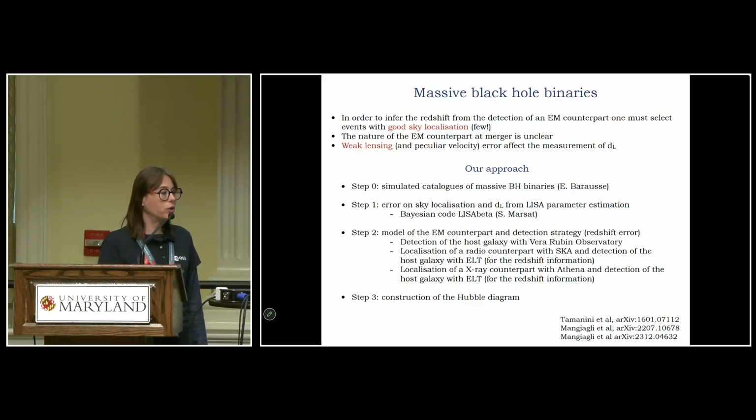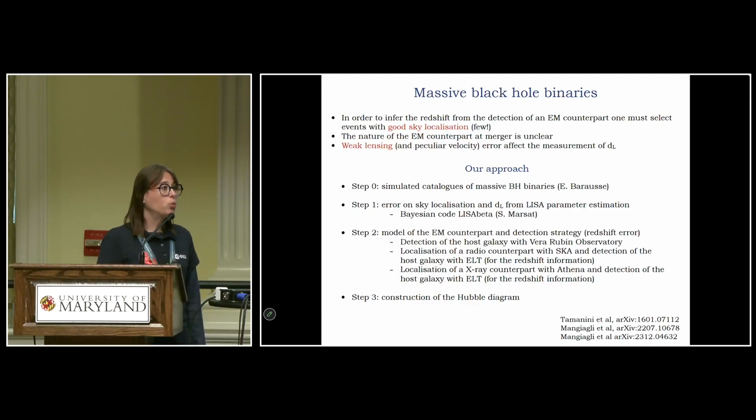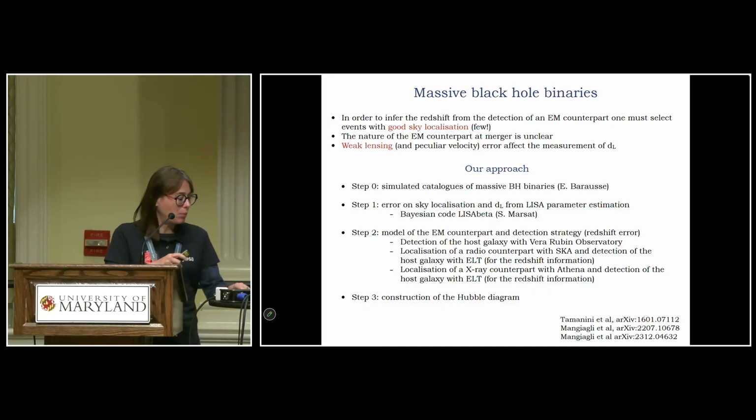The nature of the electromagnetic counterpart at merger is also not very clear so far, and it is important to keep track of weak lensing because this is perturbing the error estimation of the luminosity distance from LISA. So in a set of papers, we constructed a method to try and assess the ability of LISA to test the late-time expansion of the universe. We started from catalogs of massive black hole binaries from simulations. We, of course, apply the LISA code to get the sky localization error and the luminosity distance error. Then we invented a way in which we could detect a possible electromagnetic counterpart starting from the information on the gas that we had from the simulations, and in the end we construct the Hubble diagram.